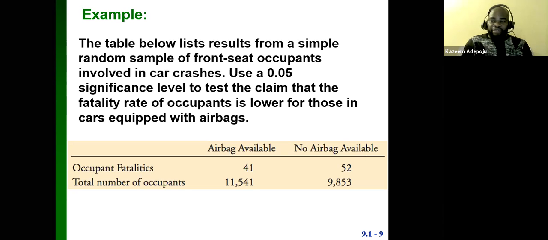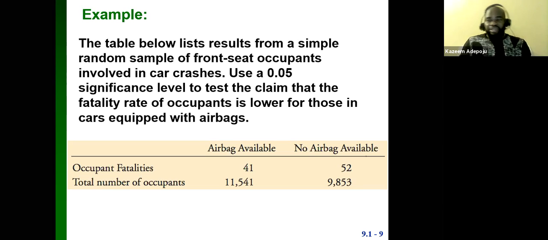And when no airbag is available, that is 52. And of course, the total number of occupants when an airbag is available is 11,541. And the total number of occupants when there is no airbag available was 9,853. And this is to test the claim that the fatality rate of occupants is lower for those in cars equipped with airbags. And that's exactly what we want to test.